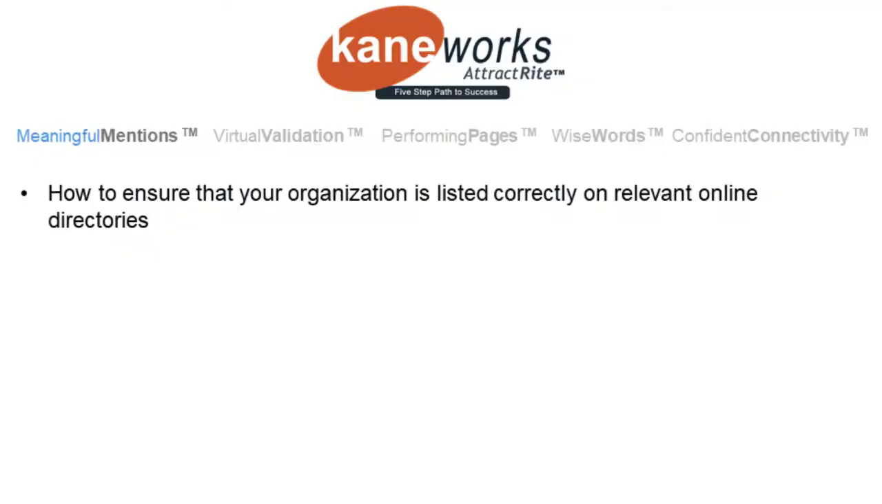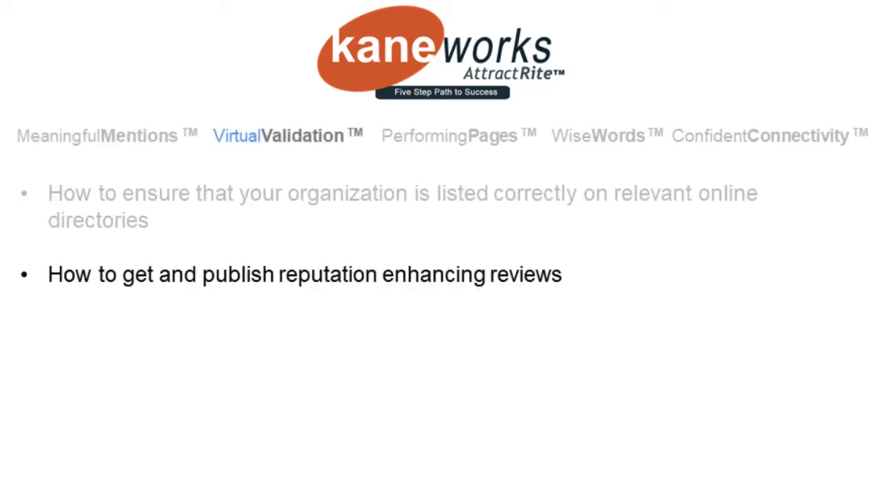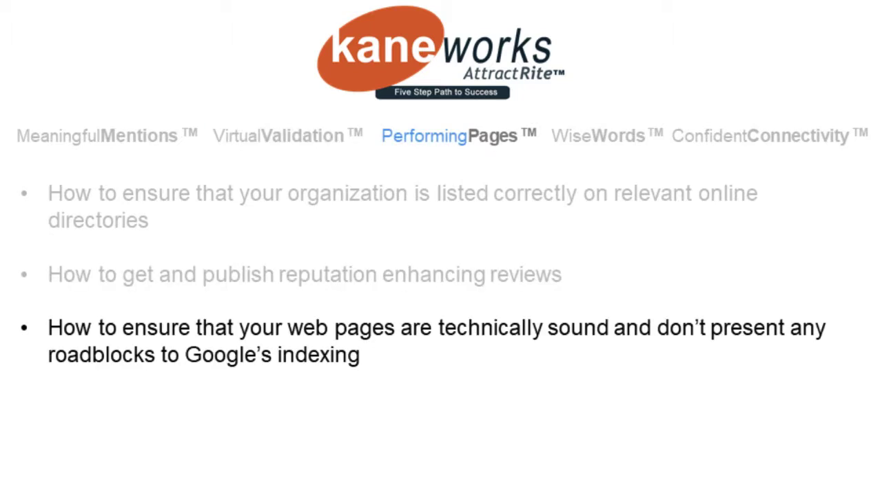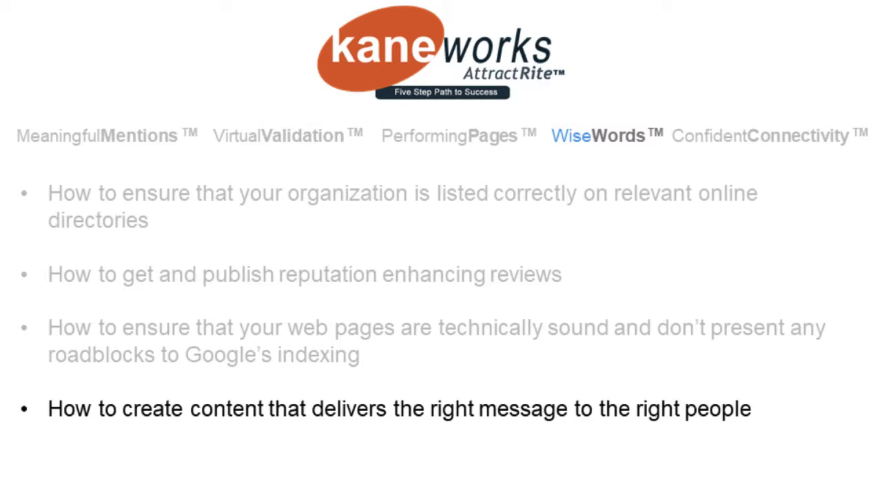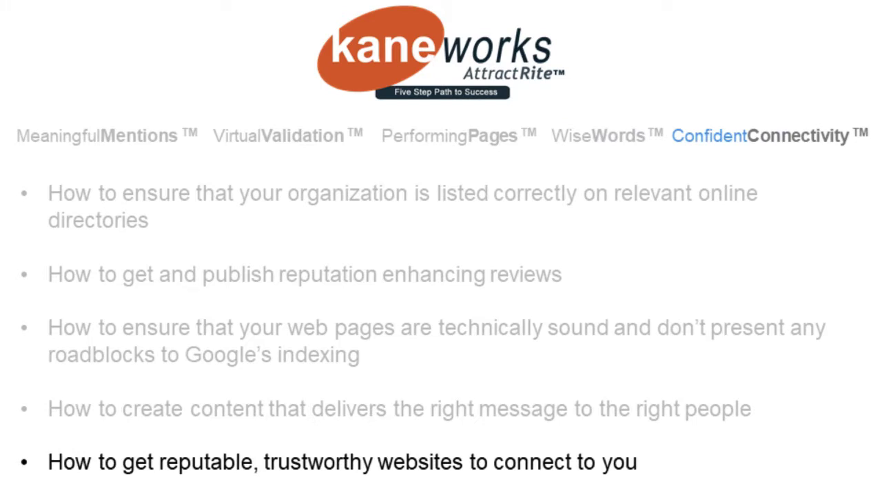The AttractRite 5-step process takes you step by step, beginning with meaningful mentions: how to ensure that your organization is listed correctly on relevant online directories. Virtual validation: how to get and publish reputation-enhancing reviews. Performing pages: how to ensure that your web pages are technically sound and don't present any roadblocks to Google's indexing. Wise words: how to create content that delivers the right message to the right people. Confident connectivity: how to get reputable, trustworthy websites to connect to you. Now let's take each AttractRite component one at a time.